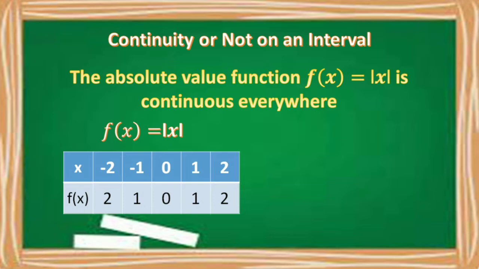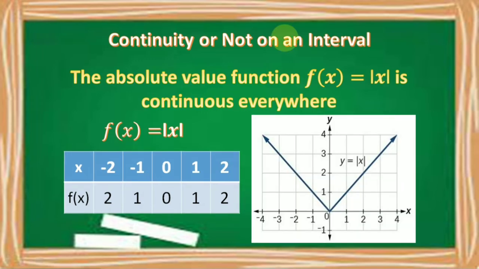If x is 1, then f of x is 1 because the absolute value of 1 is equal to 1. If x is 2, then f of x is 2 because the absolute value of 2 is also 2. If we're going to sketch the graph of the absolute value function wherein f of x is equal to the absolute value of x, we have two arrows continuously pointing diagonally upward in opposite directions emanating from 0.